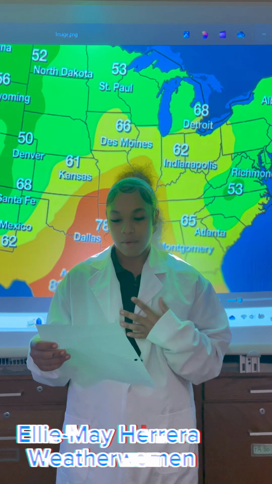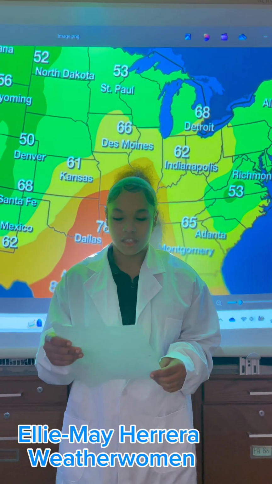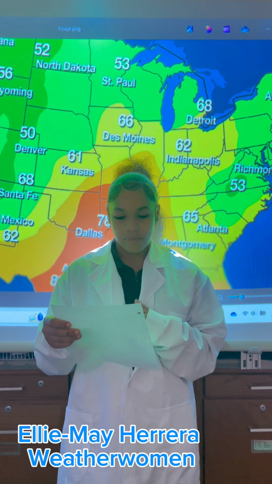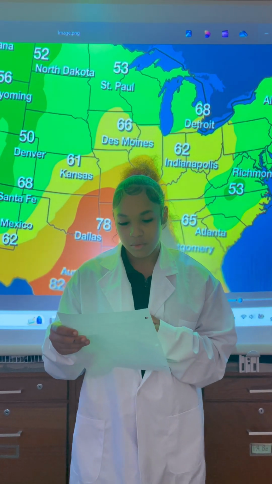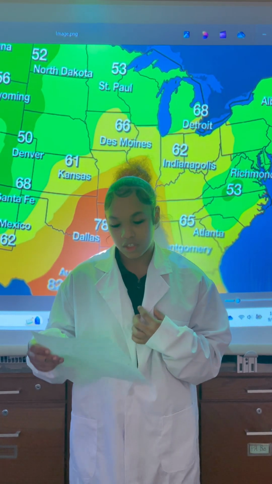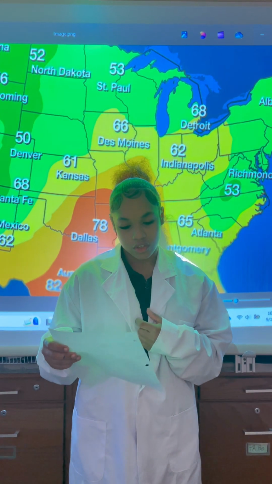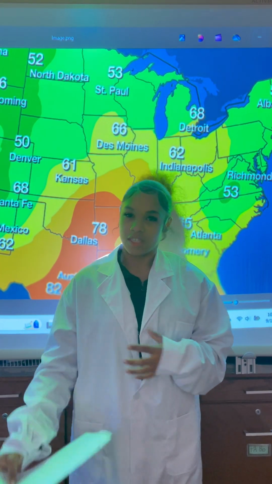Let's take a look at our local weather. Thanks, Tina. I'm Ellie Mae Herrera. This is EH Science News Weather Woman. There was a severe storm last night that knocked down many trees in our neighborhood, allowing the stem structures to be exposed. Now let's take a look at the stem model.